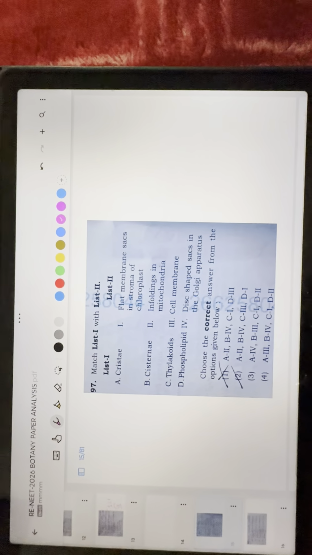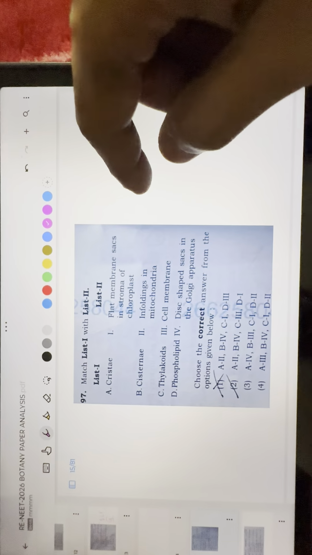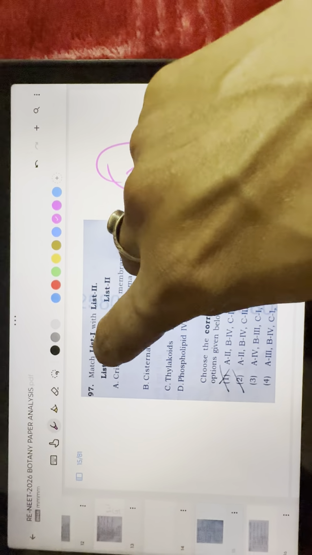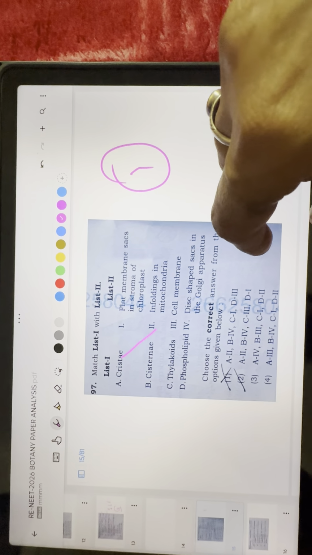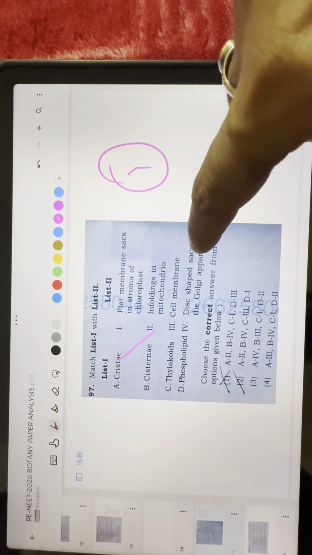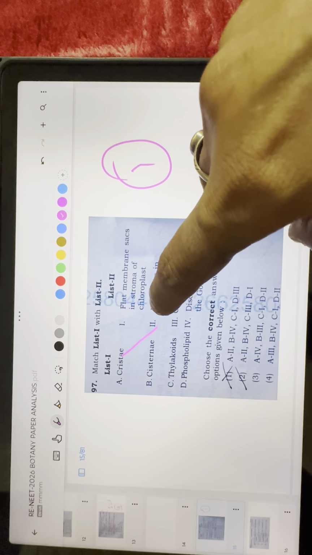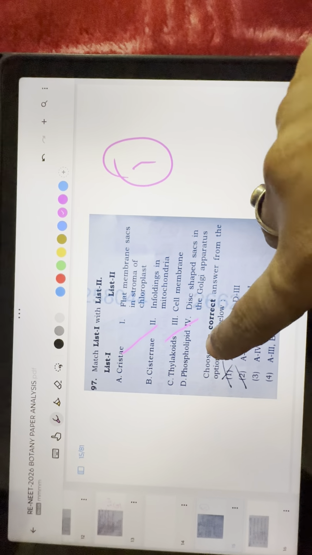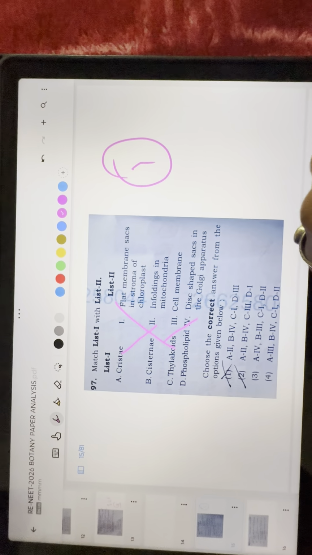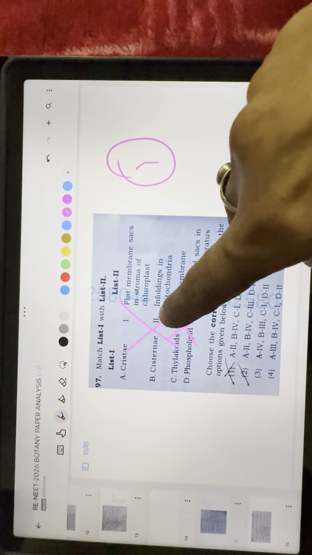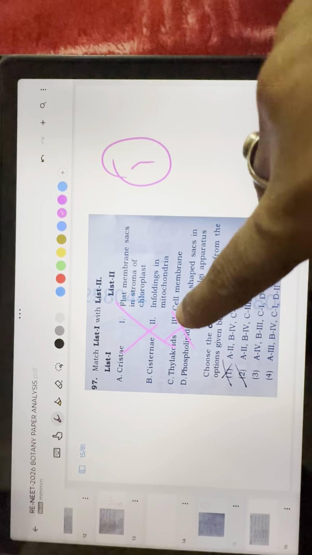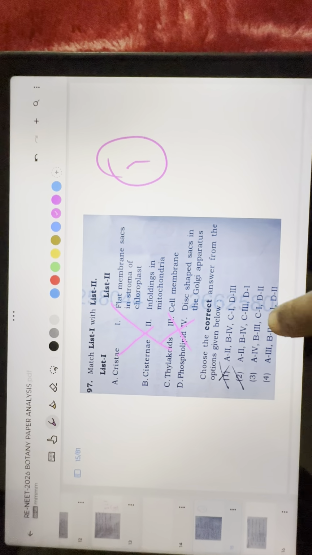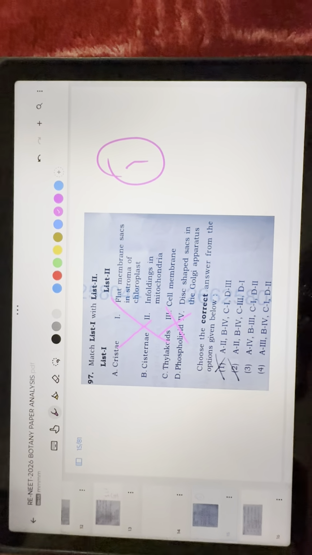Next, when we talk about the cristae, this is the chapter Cell, the Unit of Life. Here almost 7 questions have come from this chapter. Cristae are infoldings of the mitochondria, and cisternae are flat disc shaped sacs in the Golgi. 2, 4 it will come. Thylakoids are also flat membranous structures. Phospholipids are in the cell membrane. So the option will be 2, 4, 1, 3. This is the answer.